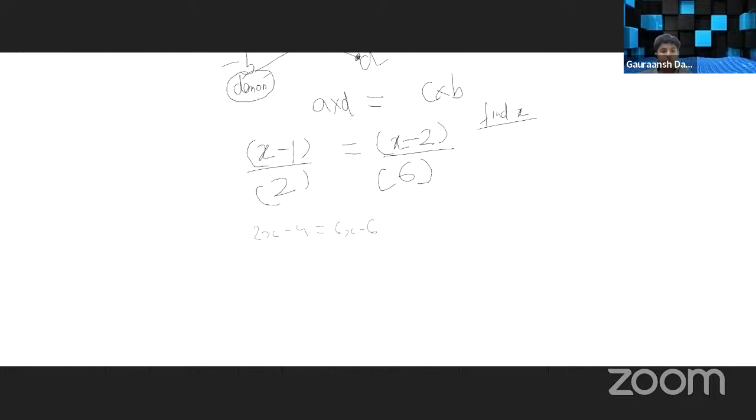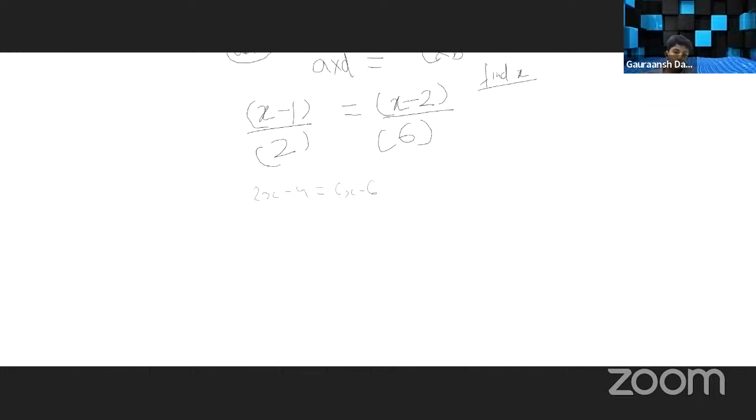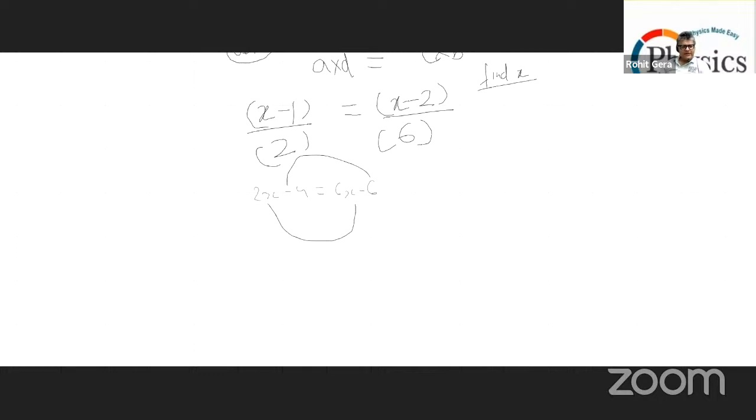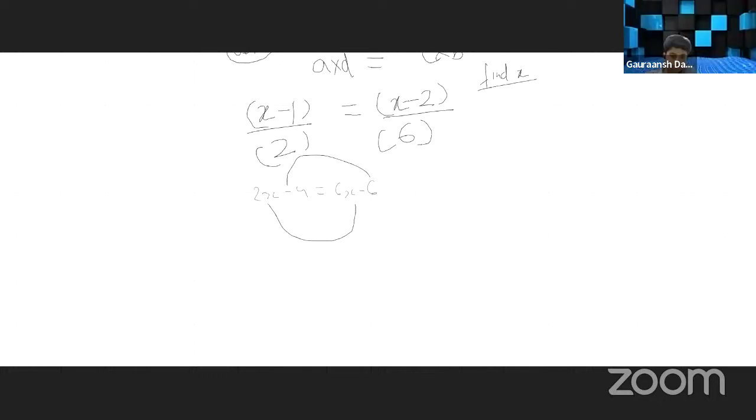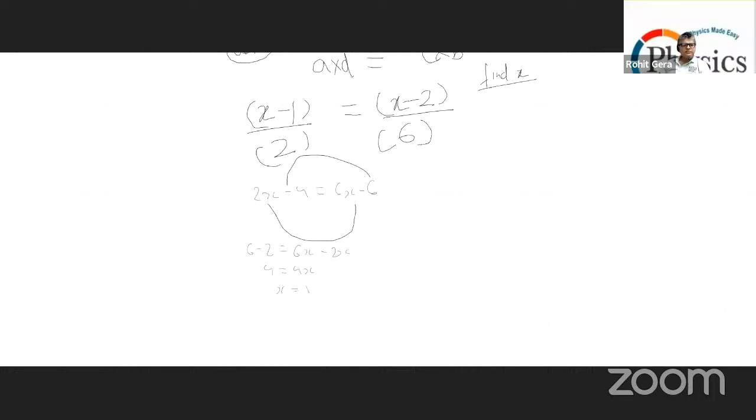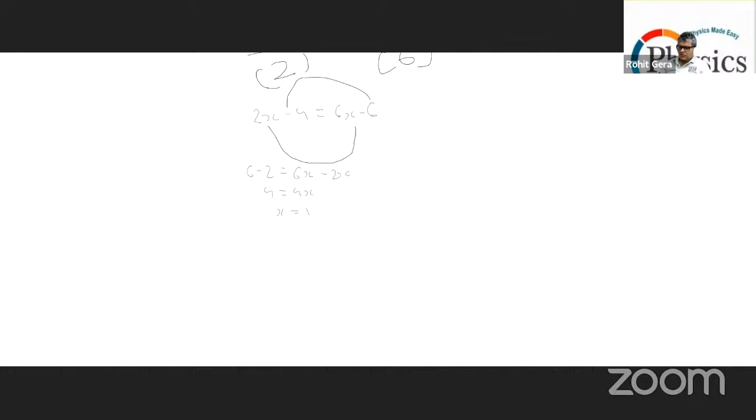So now you take the x terms and put all the x's together. So 6 minus 2 equals 6x minus 2x. So 4 equals 4x. So x equals 1. Perfect.